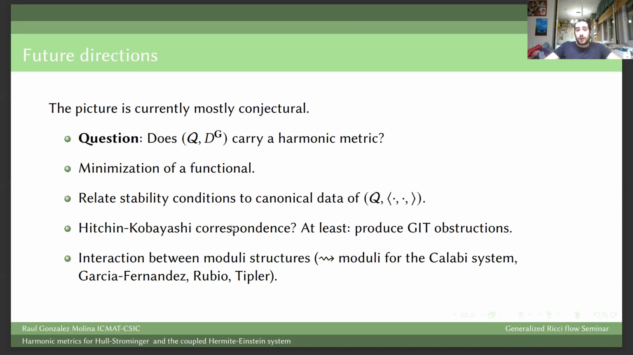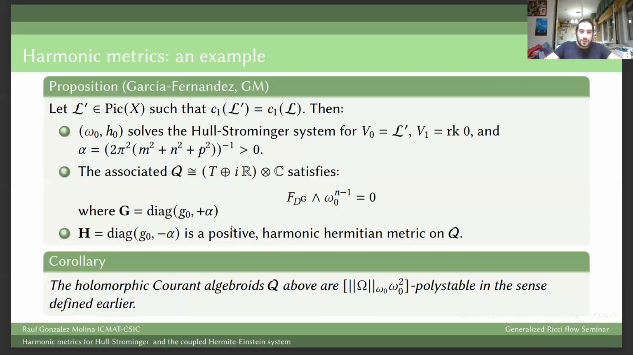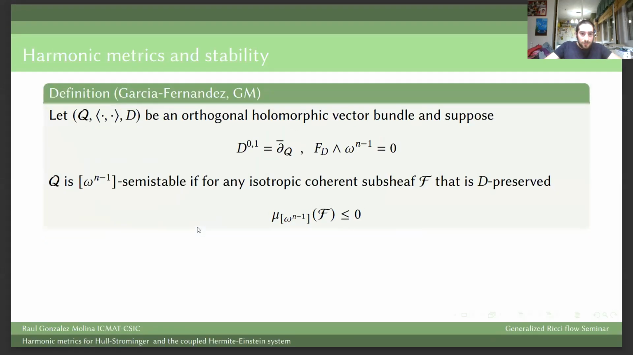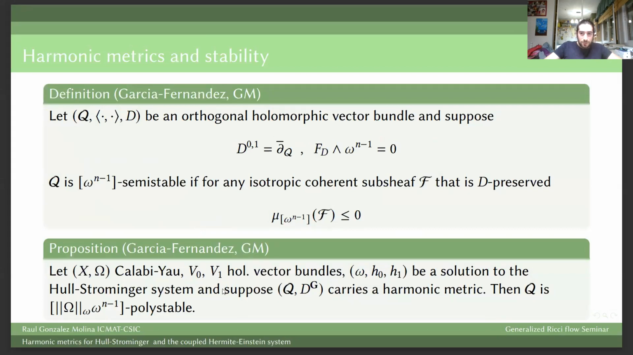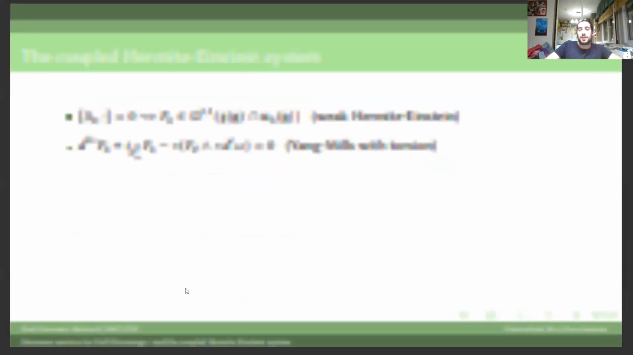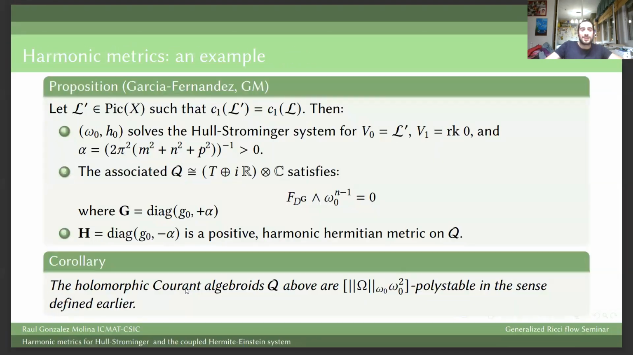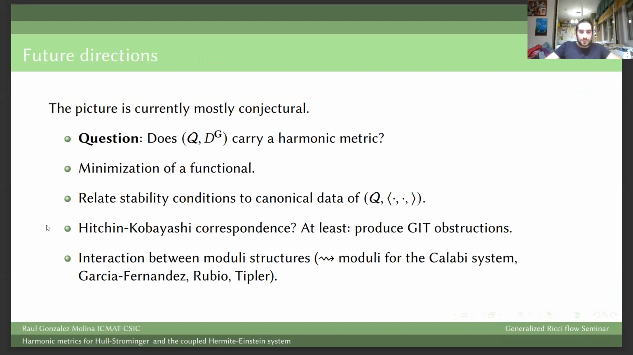Also, what we have is still only one part of the Hitchin-Kobayashi correspondence. So the result, let me go back here, this last result here. I have a solution to the Hull-Strominger system, and there was a harmonic metric. Then the bundle is polystable. So this is the easy direction of the Hitchin-Kobayashi correspondence. But now I want to know if the converse holds or not. This may not be the case, but, sorry, I was getting ahead of myself. It is in the to-do list to see if such a Hitchin-Kobayashi correspondence holds or not.